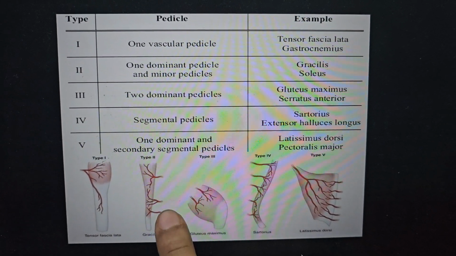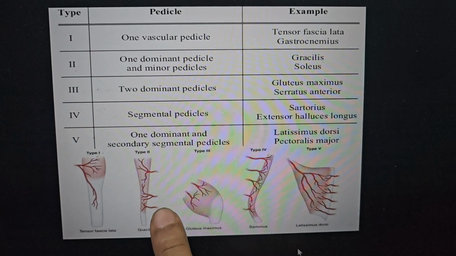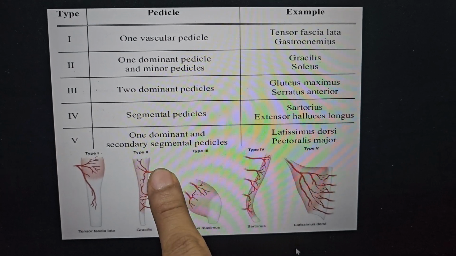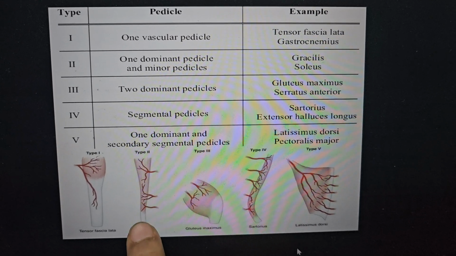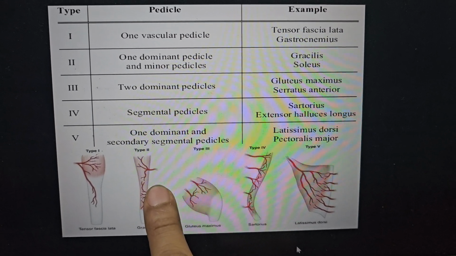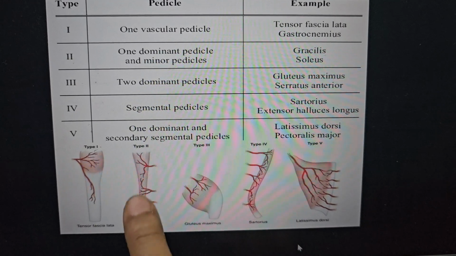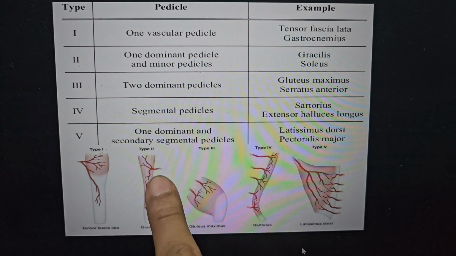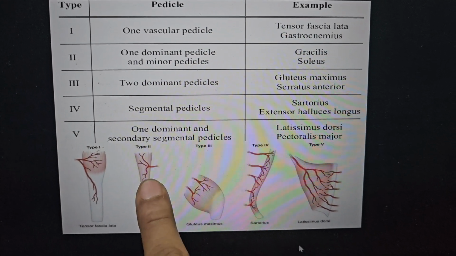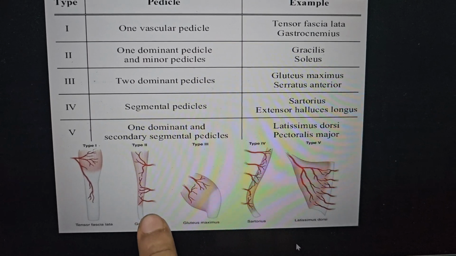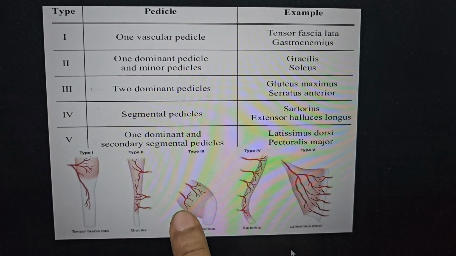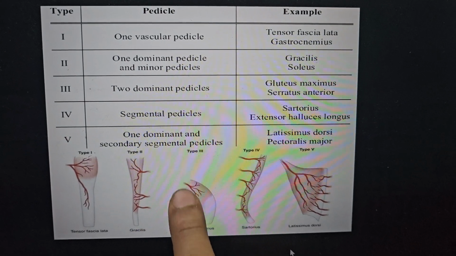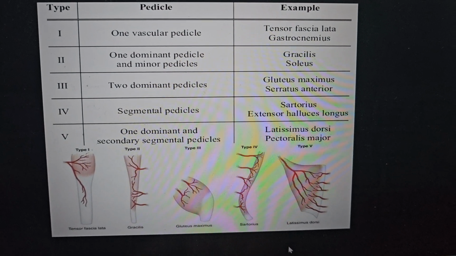In type 2, there is one dominant pedicle and minor pedicles. So even though there are dominant and minor pedicles, we cannot use the flap on the minor pedicles. So we can cut the minor and use the flap on the dominant pedicle, but we cannot cut the dominant one and use it on the minor pedicle. And in type 3, there are two dominant pedicles, so we can use either this pedicle or that pedicle. We can cut one of them.